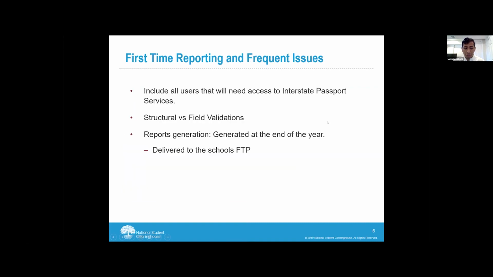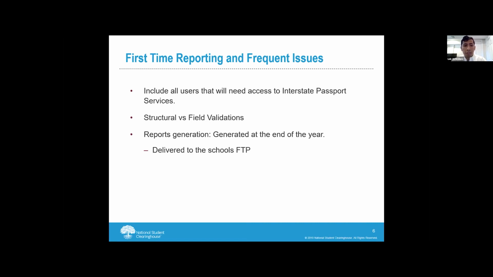So going off of that, I wanted to go over the main questions that we usually get through our support email, or just when anybody reaches out. One of the main things that we recommend is including all users that will need access to Interstate Passport services. You're not limited to just having one user per institution. Sometimes someone isn't available, and getting them access is really easy. So we recommend having multiple users for Interstate Passport for your institution, so that we can reach out to multiple people if help is needed, or if we find a problem that we can solve.